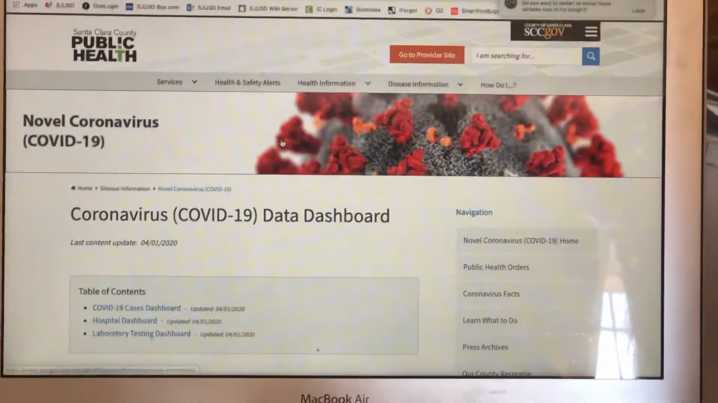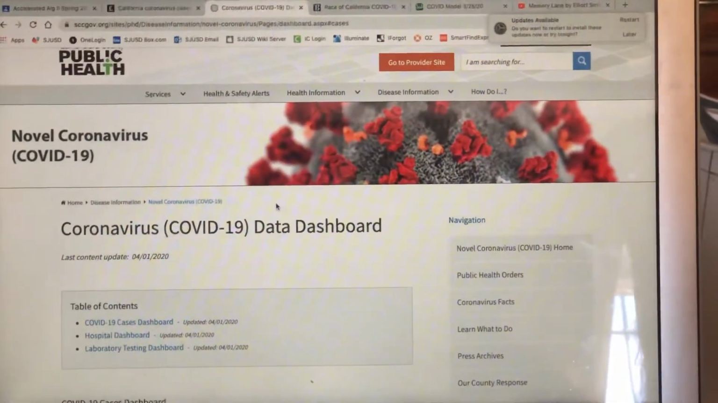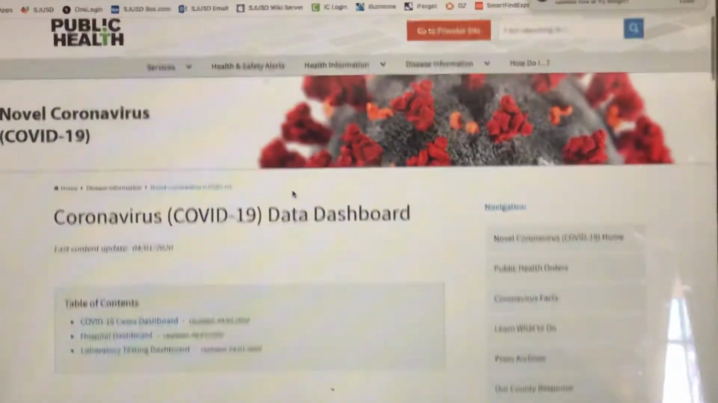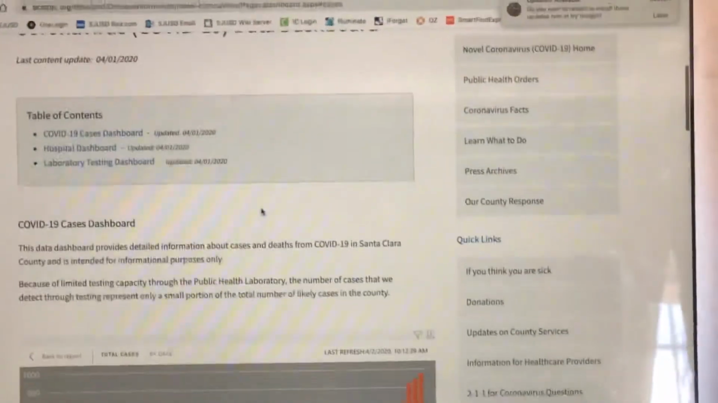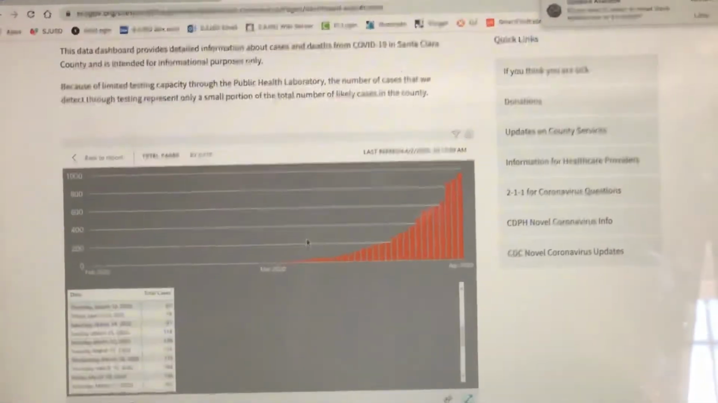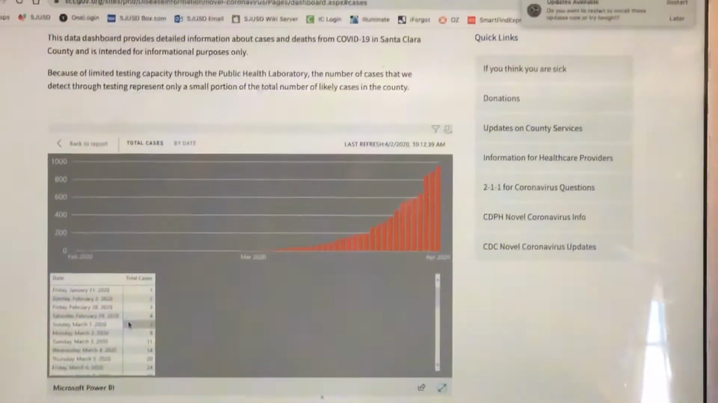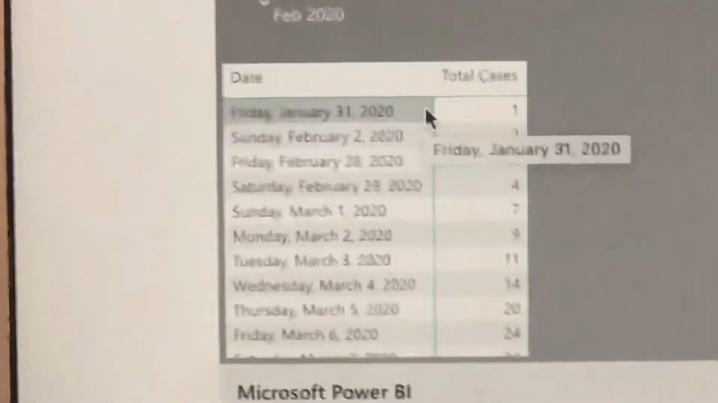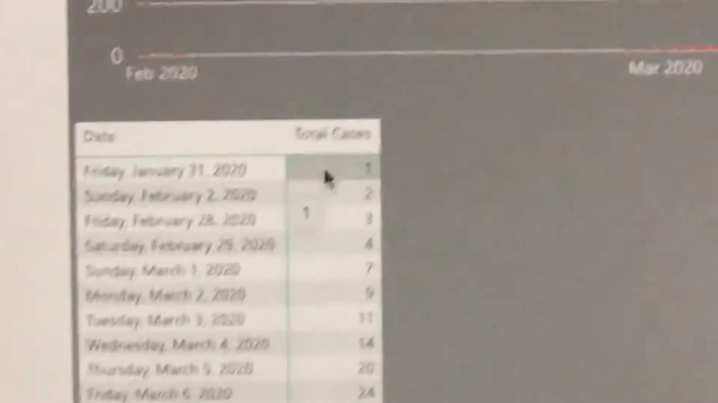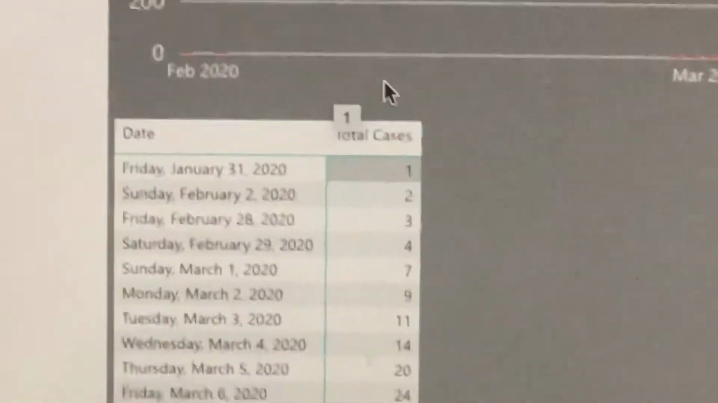Little caveat, this is not perfect data. There's still definitely lag in testing. There are people at home who don't know if they have it. But what I really appreciated was that they were able to turn it into a table, if you can zoom in right in here. So we see that Friday, January 31st will be when we had one case.